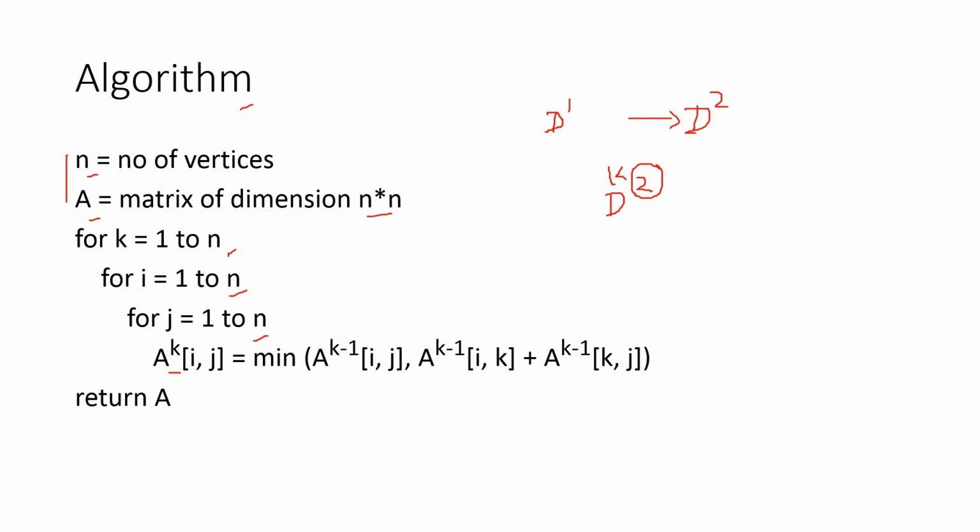So that is A k i j. i j is a row and column. Now 2 is k, D2. So we are preparing D2 from D1. See, here k is 2 and here k is 1. That is k minus 1. Right? A k i j, that is D2, is equal to the minimum of A k minus 1 of i j. That value, this k minus 1.